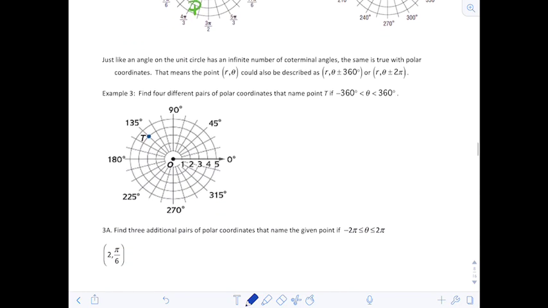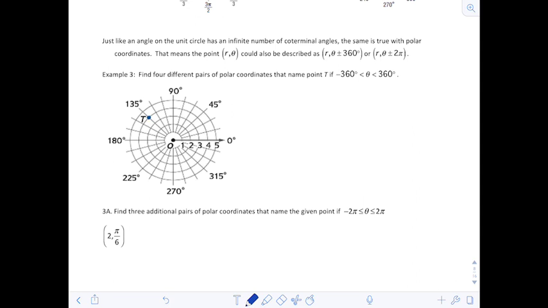Okay, so that's doing 1 point. Now, just like an angle on the unit circle has an infinite number of coterminal angles, if you remember when we did coterminal angles, we could list infinitely many angles because of the fact that it goes around and around and around. The same is going to be true with identifying polar coordinates. So what this means is that we could take this 1 point r, theta and describe it several different ways in degrees and radians. We could take r and then theta, add or subtract 360, and then r, add or subtract 2 pi to theta, and be in the same location.